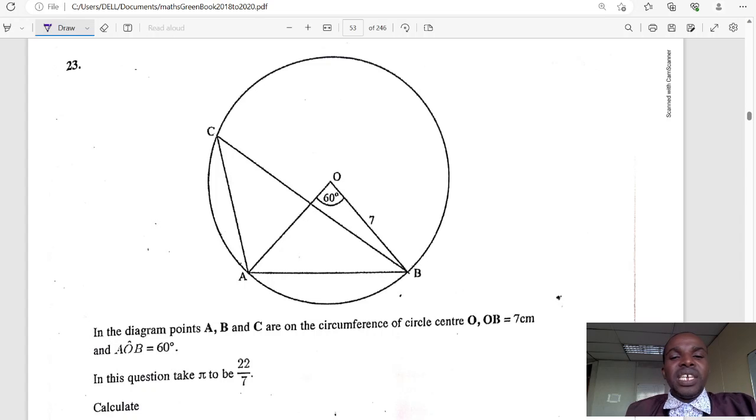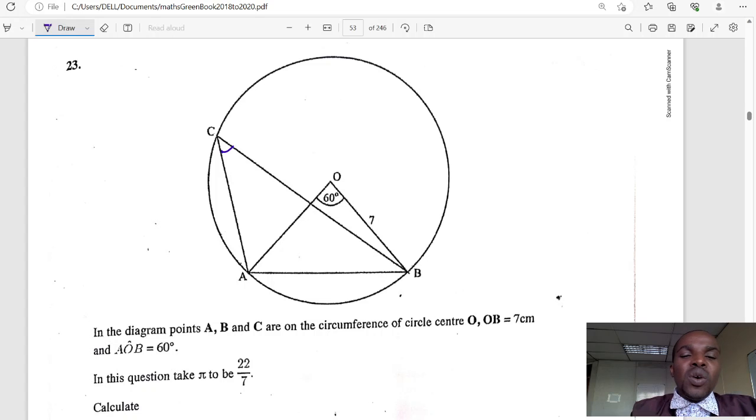Right, 23. This one is circular measure, circle geometry. In the diagram, points A, B, and C are on the circumference of a circle, center O. OB is 7 centimeters given, and angle AOB is 60 degrees. In this question, take pi to be 22/7. Calculate angle ACB.